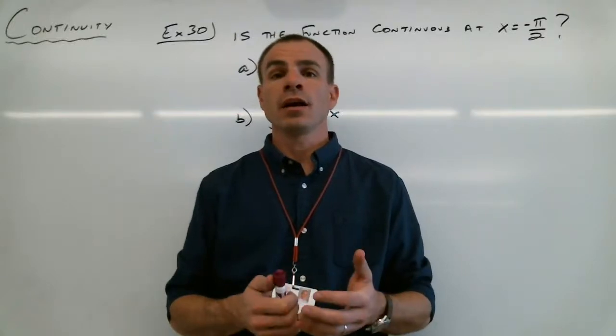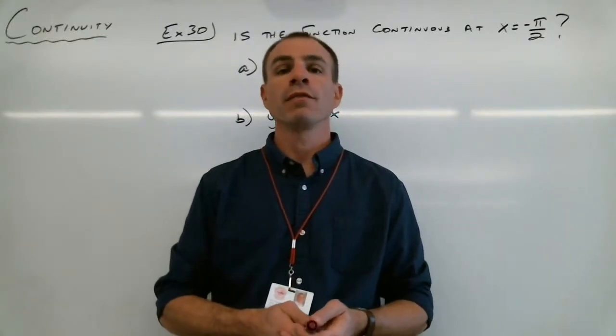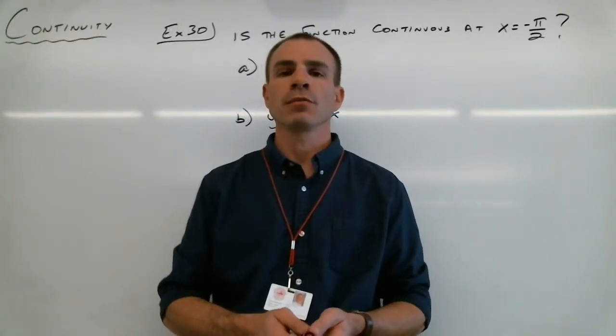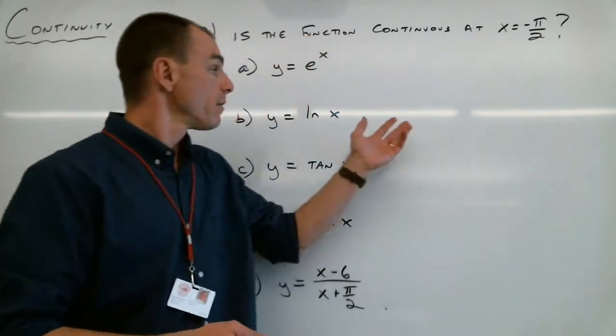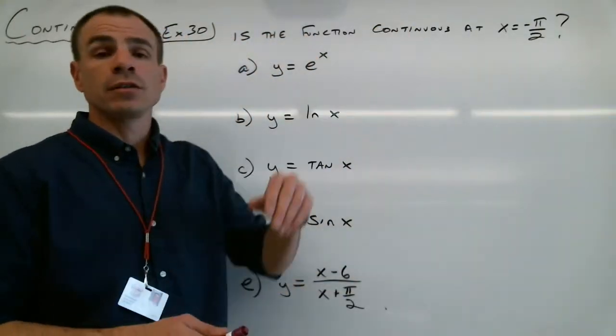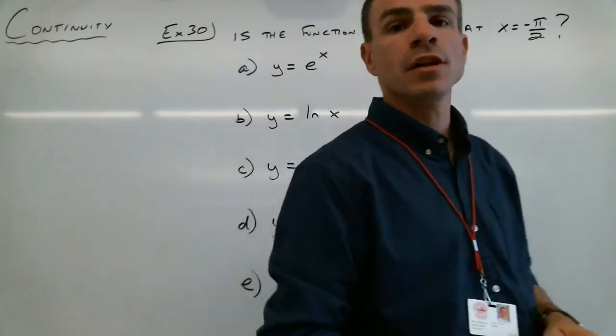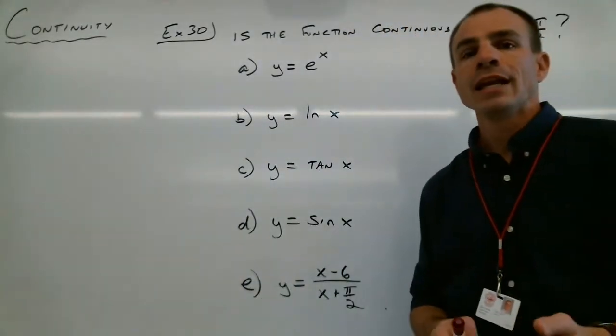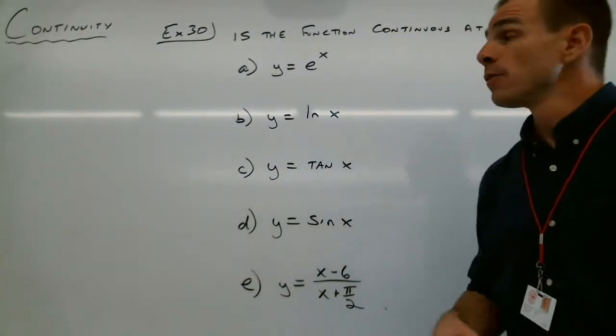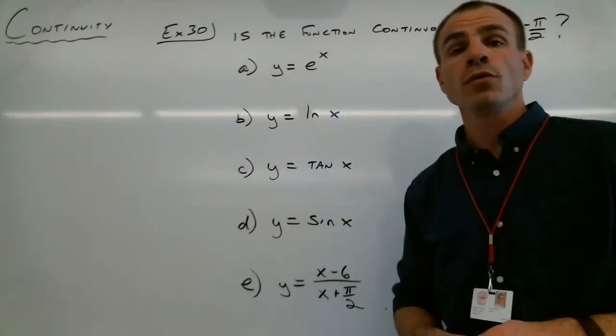Take a look at if we can determine whether or not a function is continuous at a particular point. So up here we have 5 functions, and we're concerned with whether or not these functions are continuous at the value x is equal to negative pi over 2. All right, so let's start with our first function, which is y equals e to the x.